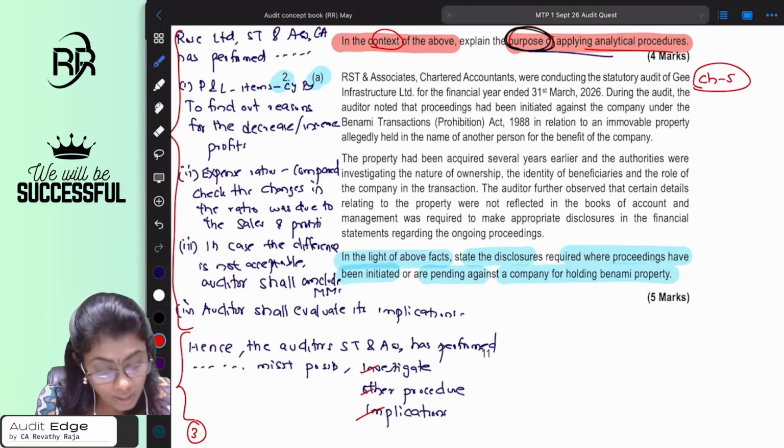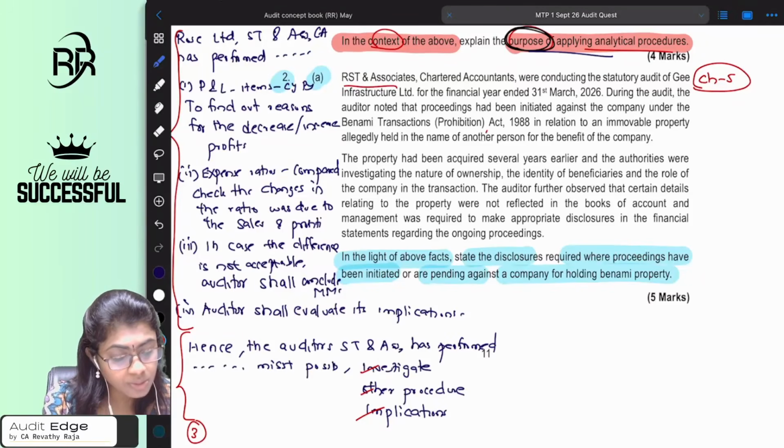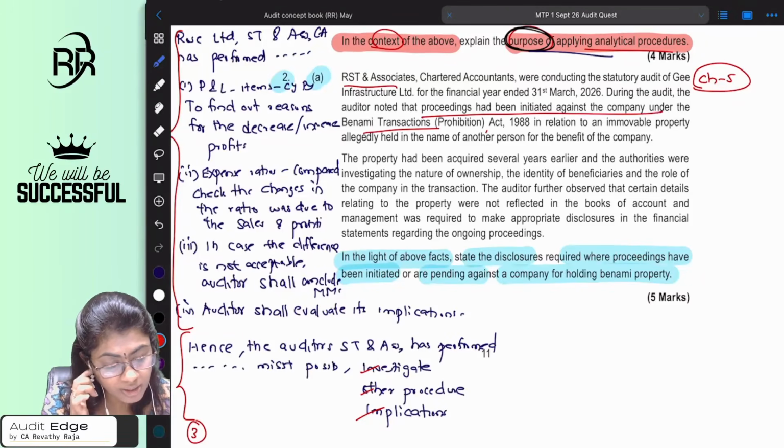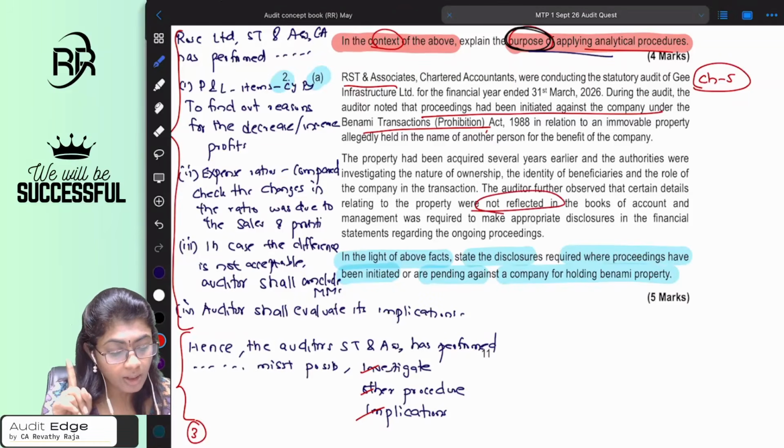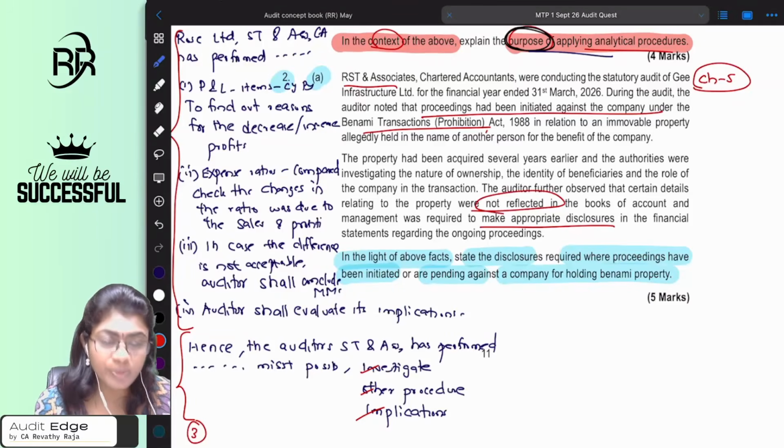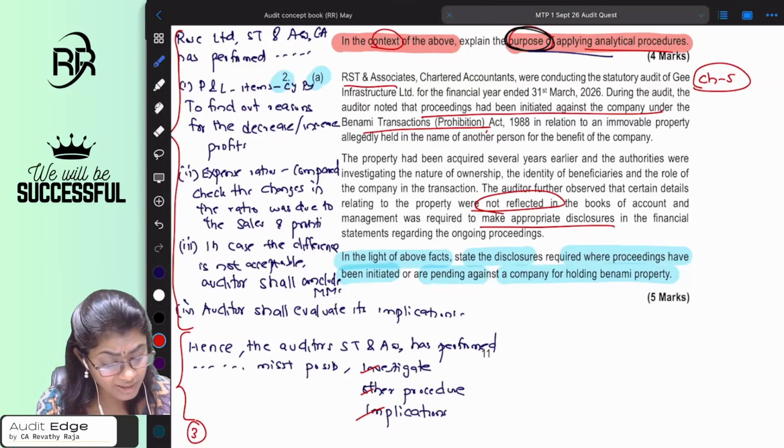This is not CARO. So, RST and Associates, the chartered accountants, were conducting the audit of GE Infrastructure for the year. During the audit, auditor noticed proceedings were initiated against the company under Benami prohibitions. The property has been acquired several years earlier. Authorities were investigating the nature of ownership, identify the beneficiaries, role of the company in the transaction. Auditor further observed that certain details relating to the property were not reflected in the accounts, and management were required to make appropriate disclosures. So here you have to directly state about the disclosure requirements.